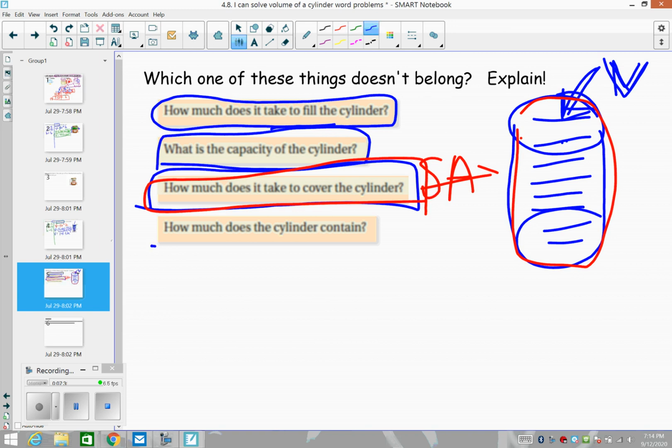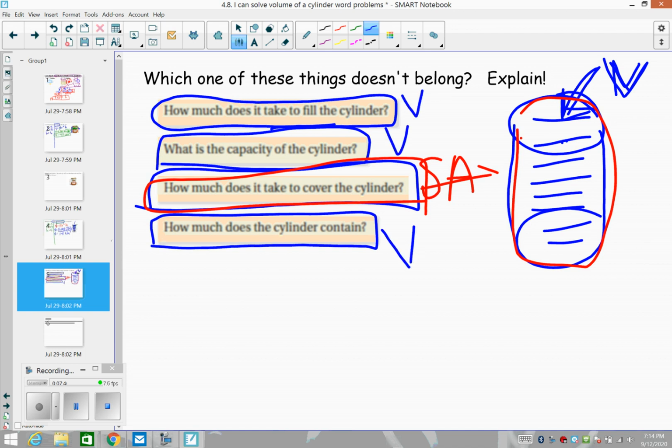Because the last one, how much does the cylinder contain? Volume. How much does it take to fill? What's the capacity? How much does it contain? How much does it hold? All volume questions. What about if we're going to cover it, like we're going to put a label on it that says peas, or we're going to wrap it? That's a surface area question, which is the next lesson in our class.